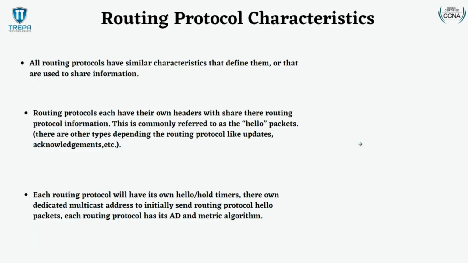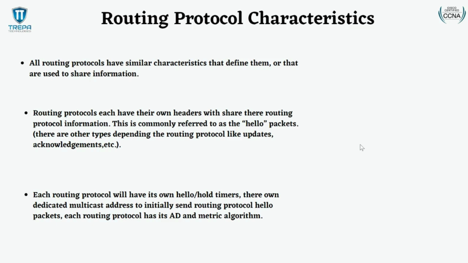Okay, now for the last thing we go over in this video before we take a break, because I don't want this going too long, is routing protocol characteristics. Every routing protocol has similarities. Every routing protocol has its own hello packets where it sends out its enabled interfaces to discover neighbors and create a neighbor table. Each routing protocol has a multicast address that it uses to send out these hello packets. Every routing protocol has hello packets, right?